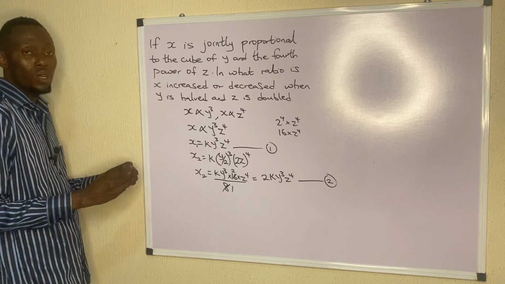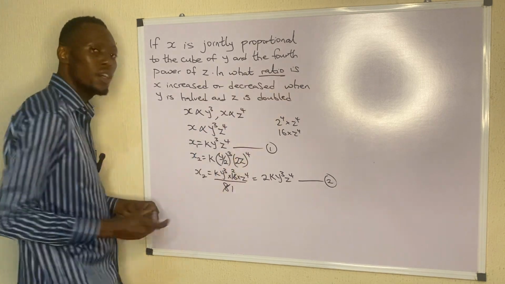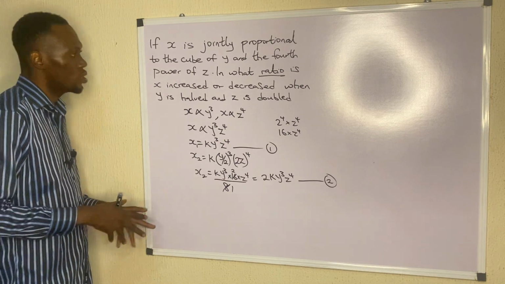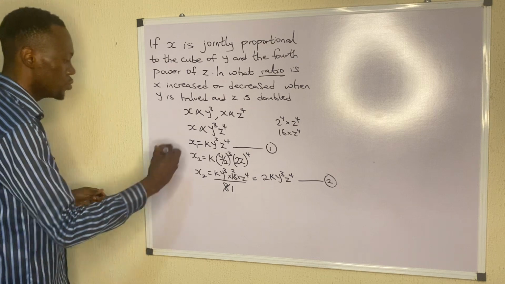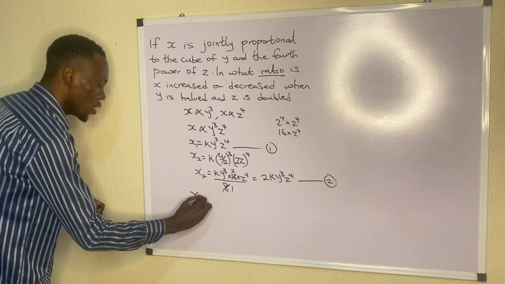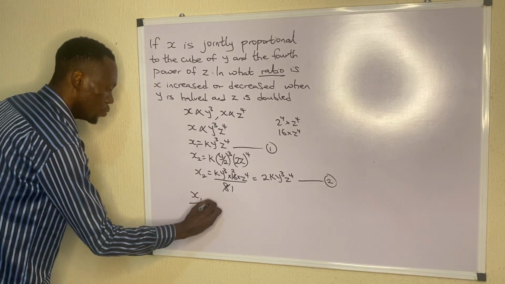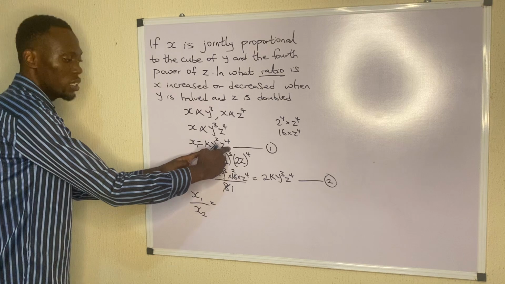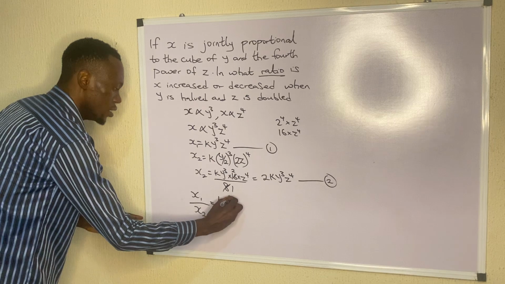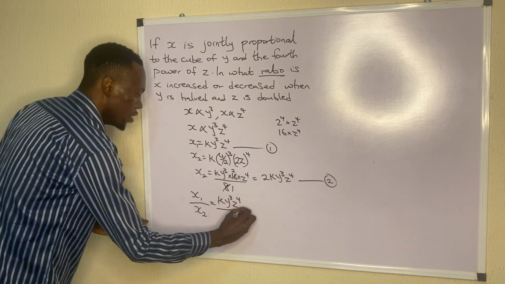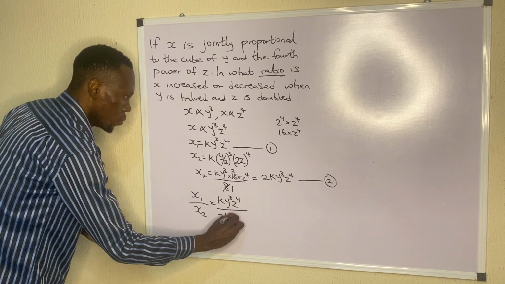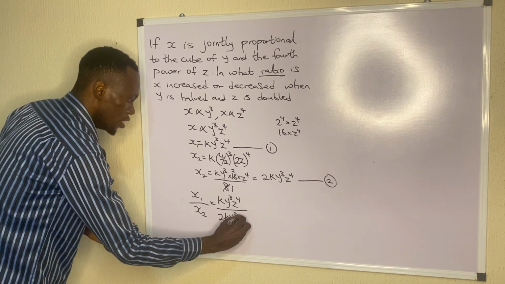Since we are talking about the word ratio, remember in my previous video I told you that ratio is when two quantities are dividing each other. So the ratio of the first one to the second one, I'll have to divide equation 1 by 2, right? So I will have that x1 over x2 will be equals to, what's the value of x1? k y raised to power 3 z raised to power 4, divided by x2. We got x2 now as 2k y raised to power 3 z raised to power 4.